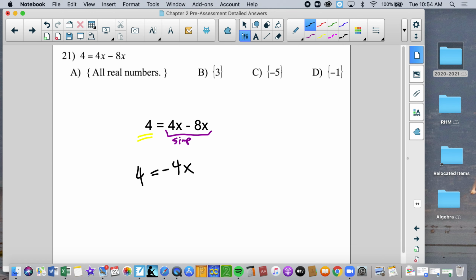Those are like terms. We're going to combine their coefficients, 4 and negative 8. Now, this is a one-step problem. Negative 4 is multiplying the variable. So we do the inverse of multiplying by negative 4, which is dividing by negative 4. We get negative 1 equals x.